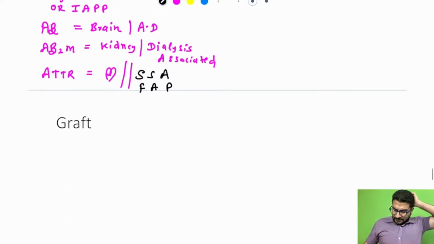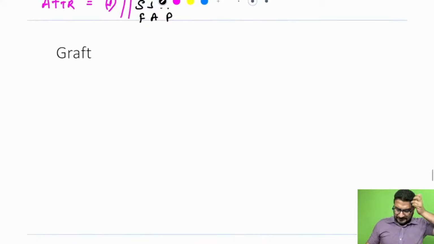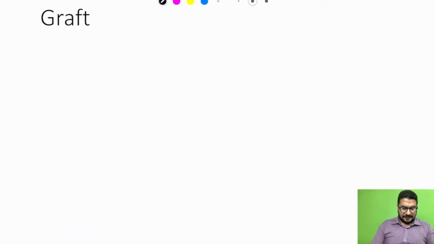Done. Okay, now let's talk about the various grafts. So graft से आपसे क्या क्वेश्चन पूछते हैं? From graft, what type of question do they ask you in exam? They ask which type of graft, या तो सिंपल पूछ लेंगे, and they ask you questions on graft rejection. So mainly the question asked in exam is based on graft rejection.